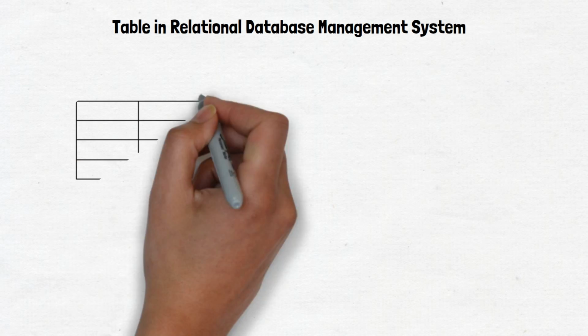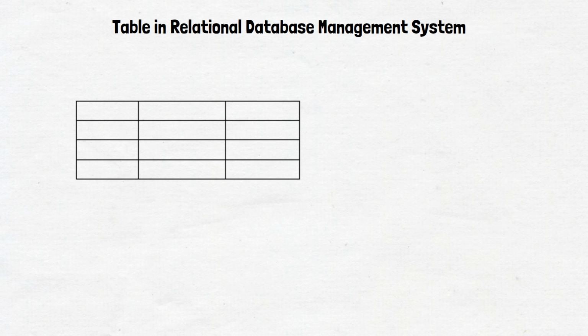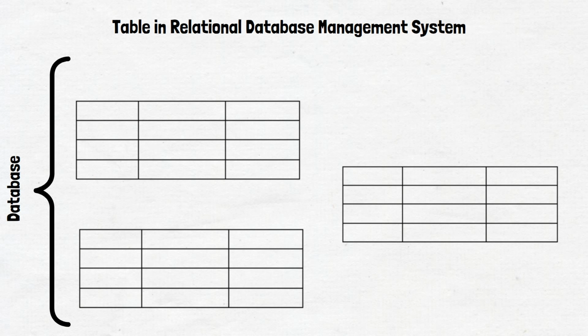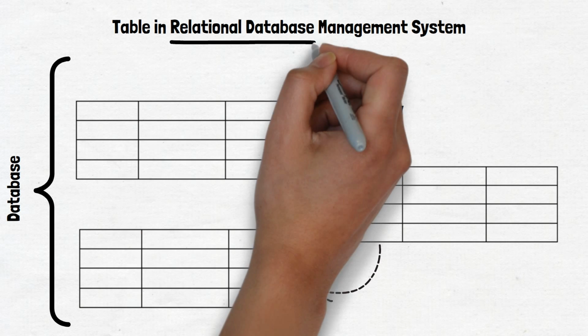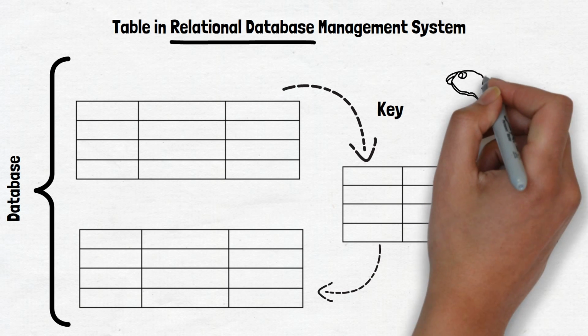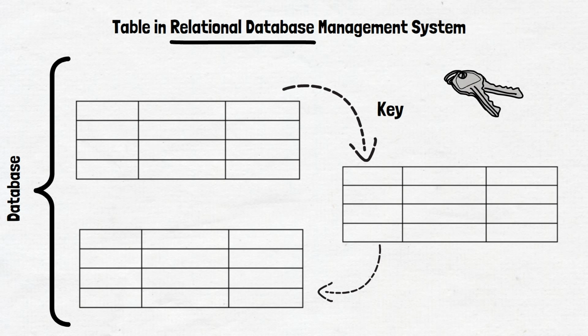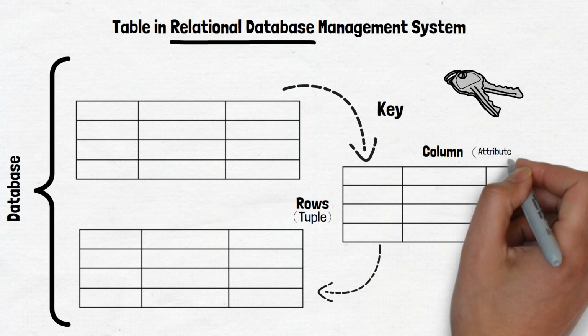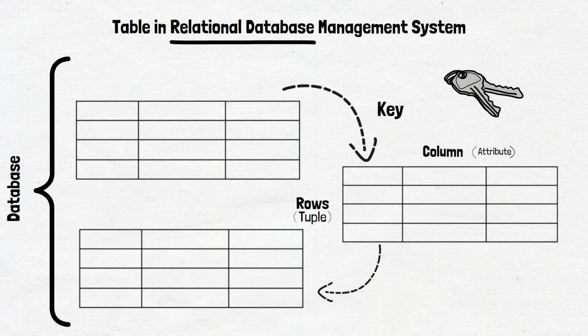A table is an object which stores data in a database. A collection of multiple tables forms a database, and all those tables are connected through keys, which is why it is called a relational database. There are multiple types of keys used to perform various tasks in a database, which we shall discuss shortly. A table stores data in the form of rows and columns. Row is also known as tuple, where the term attribute is used for a column. And a table is also called relation.